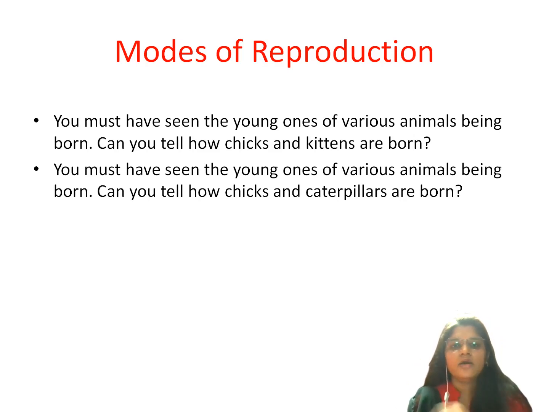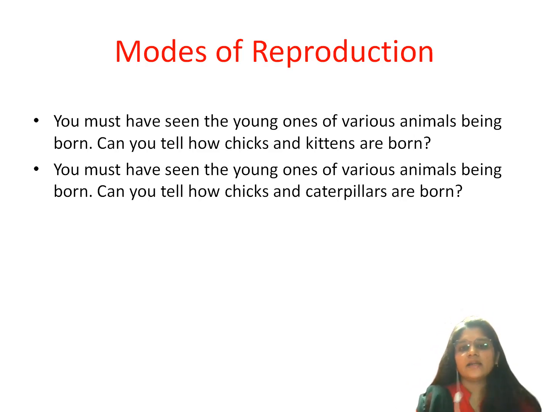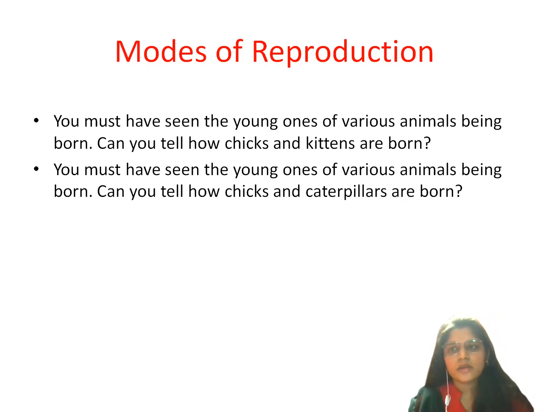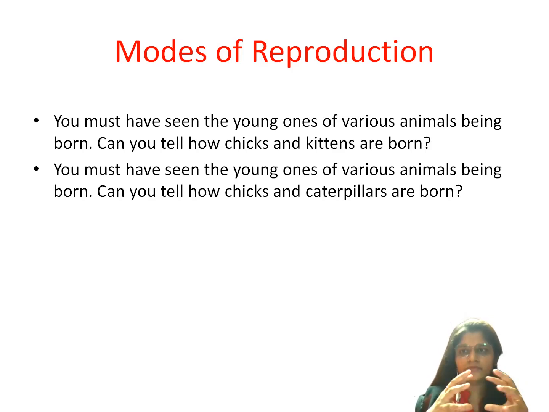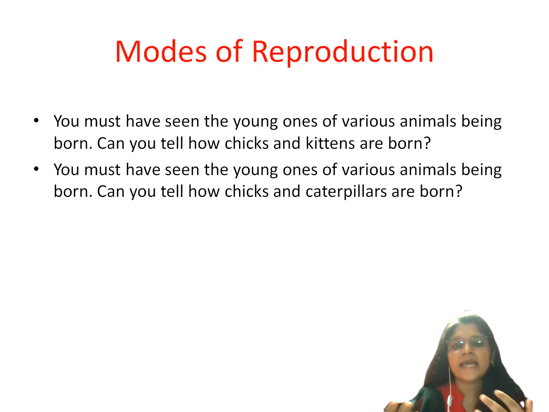In the case of caterpillars, are they born from eggs or directly born? Basically, caterpillars are a larval stage. This is seen in the life cycle of the silkworm and the butterfly. These caterpillars are larval stage, small ant-like structures. In the case of kittens, are they formed from an egg, or will the mother cat directly give birth to them? Directly, the mother cat will give them birth.